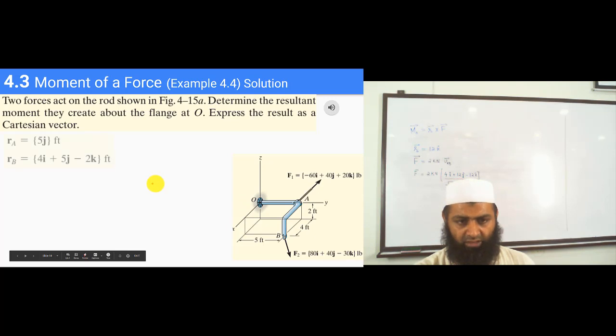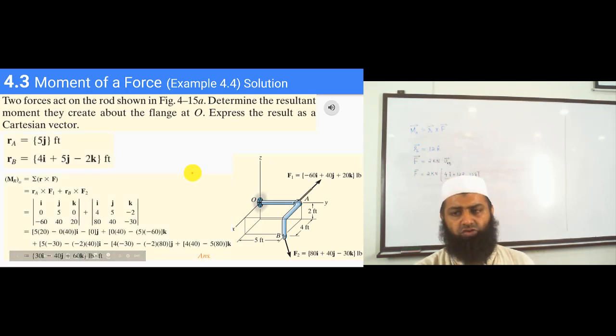Here I have attached the solutions also in these slides. You can have a look at them.